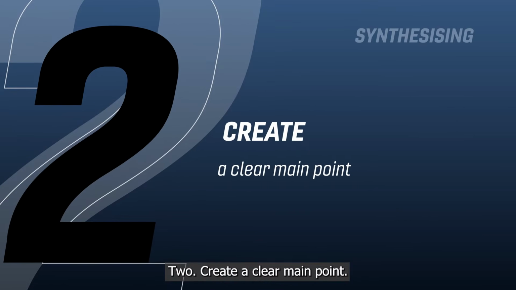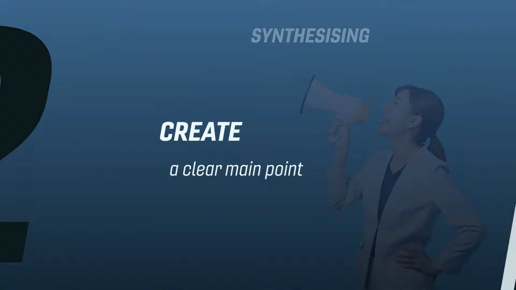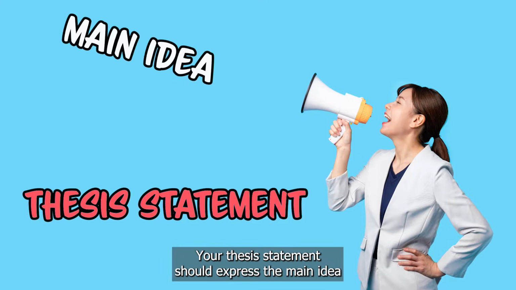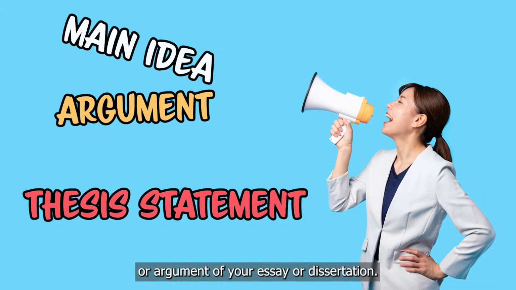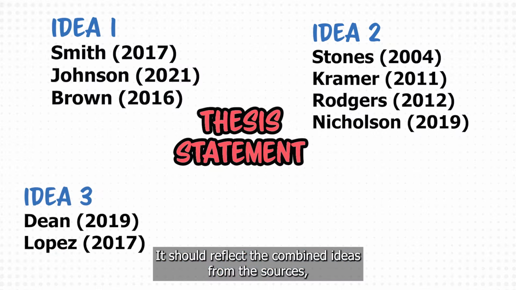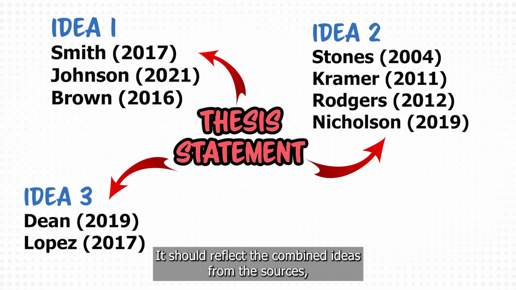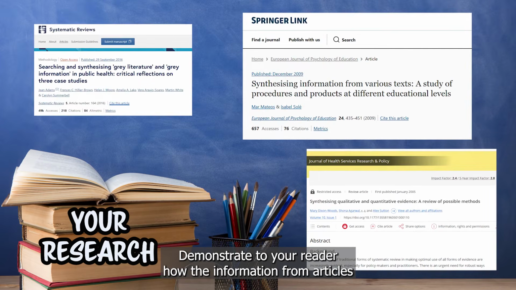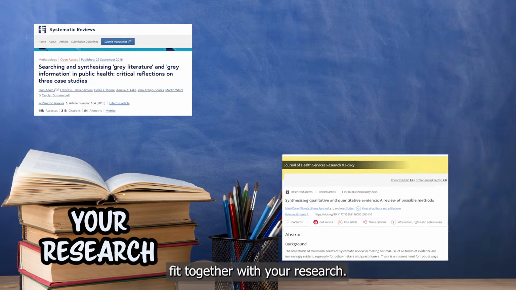2. Create a clear main point. Your thesis statement should express the main idea or argument of your essay or dissertation. It should reflect the combined ideas from the sources, so don't just summarize them separately. Demonstrate to your reader how the information from articles fit together with your research.